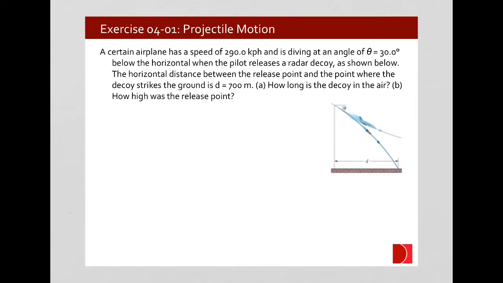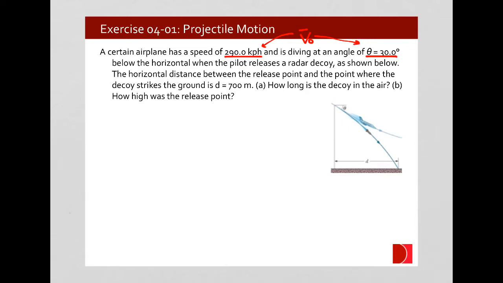And we're looking at how far up the plane is, how far the decoy drops, how far the decoy travels as it's falling, and the time spent in the air. So we're given the fact that a certain airplane has a speed of 290 kilometers per hour and is diving at an angle of 30 degrees below the horizontal. What that's telling us is our initial velocity, which is as a vector. We'll have to deal with that a little bit later.